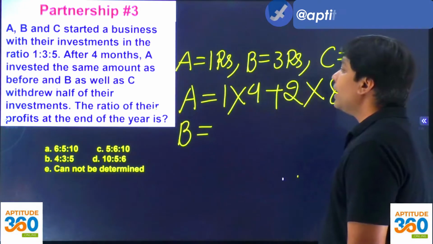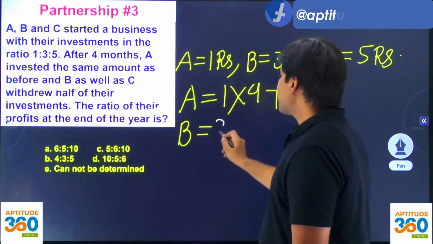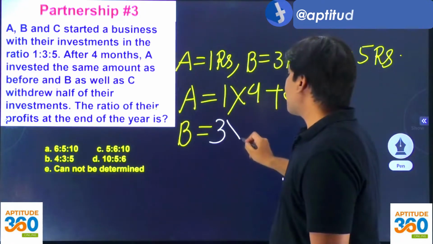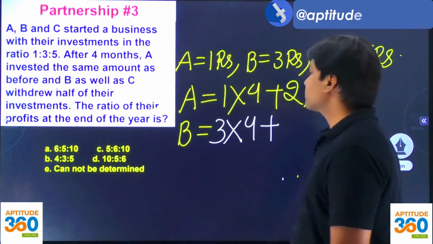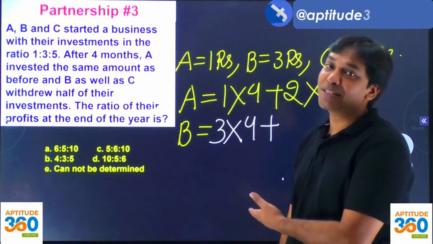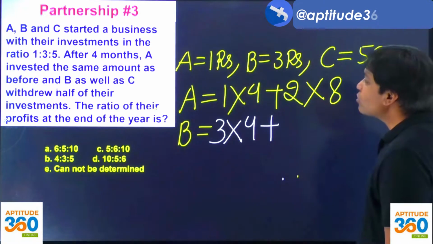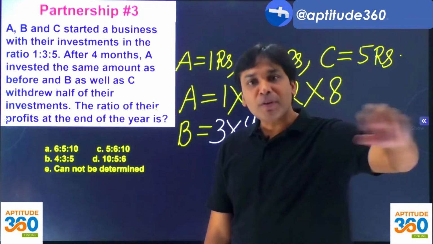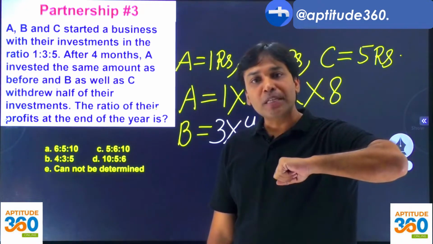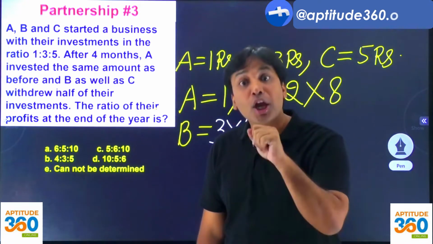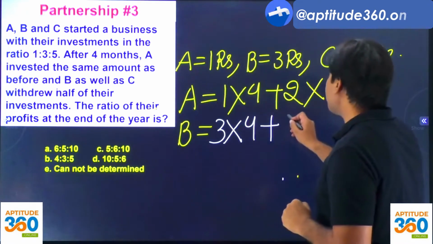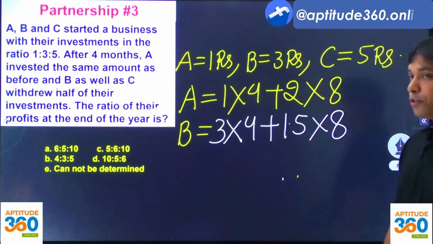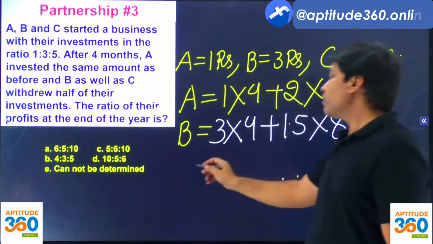This is going to be, B started with 3 rupees, isn't it? And after 4 months, so I'm going to be writing 3 into 4. है ना मैजिक? सिंपल से मेथड्स हैं यार ये. और उसके बाद क्या हो गया? B has withdrawn 50%. So what is going to be 50% of 3 rupees? 1.5 rupees gone. How much B is left with in the business? 1.5 rupees. और अगर B के पास बिजनेस में बचा है 1.5 rupees for 8 months, for further 8 months. So this is how you will find the value of B.